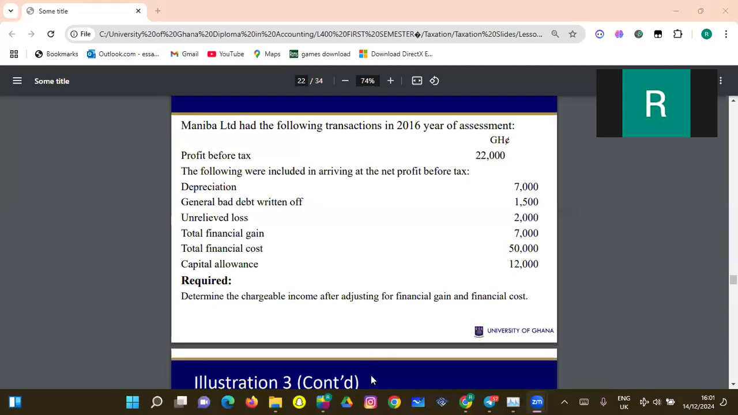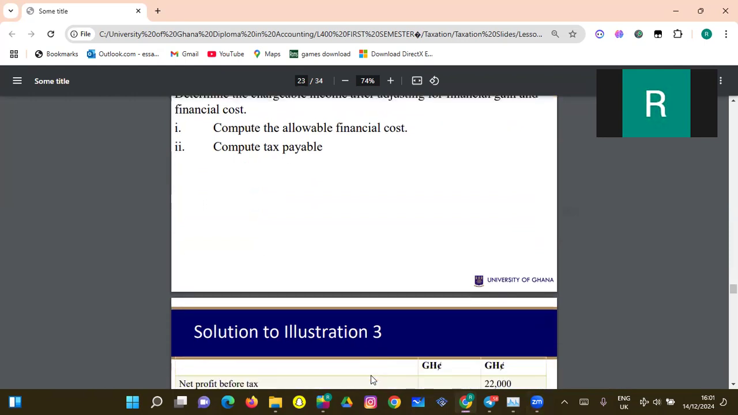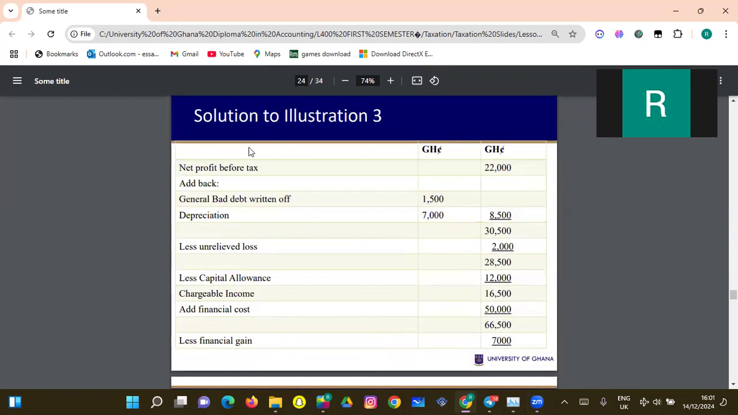So, let's look at the solutions here right now. So first, you compute the allowable finance costs and then compute the taxable. Just that after I'm done with the seat lecture, we'll start solving tutorial sets, and I'm sure that you'll get an upper hand on it. So we bring our net profit before tax, which was 22,000.